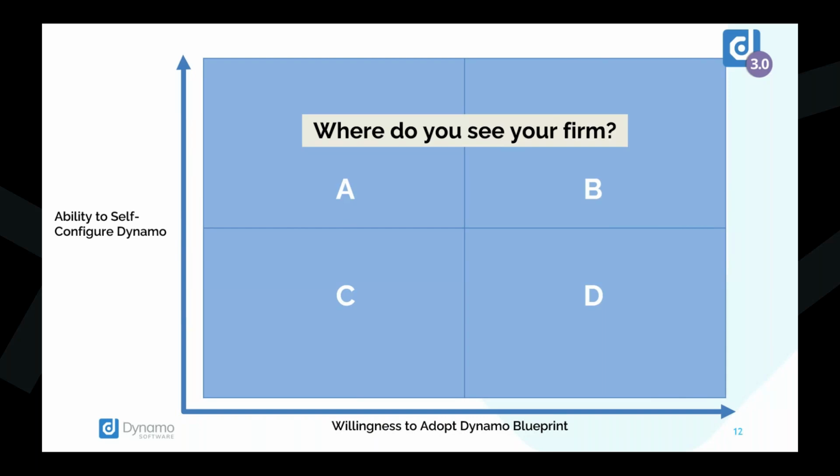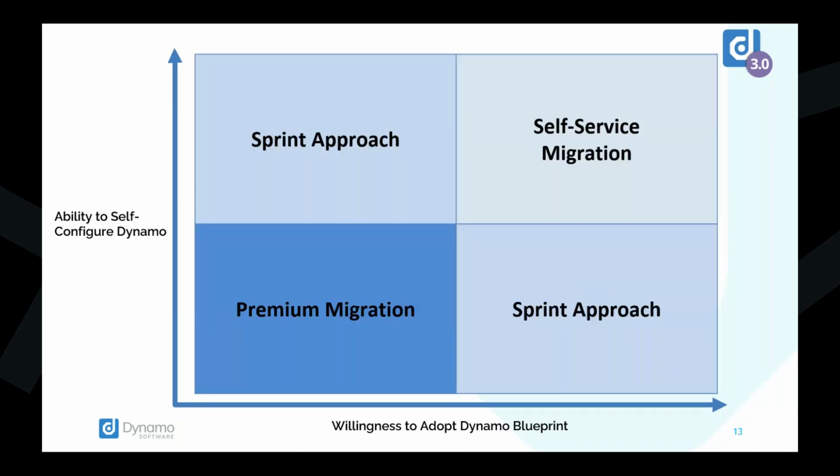Are you open to moving away from some legacy or duplicate configurations and instead align with Dynamo's best practice blueprint model that Phil just showed us? So the question really is, where does your firm fall between these 2 questions? Based on how you assess these 2 areas, there are 3 migration approaches available.